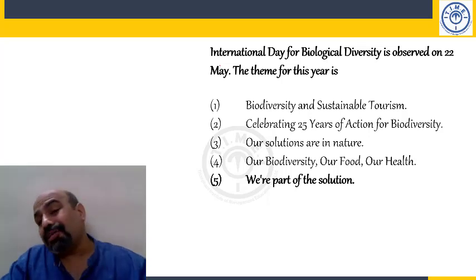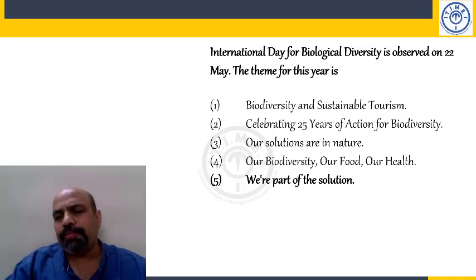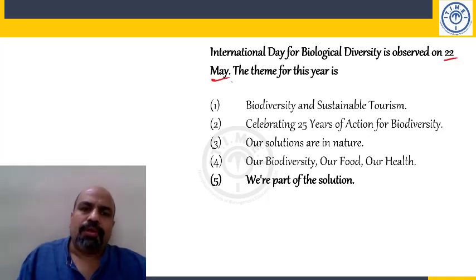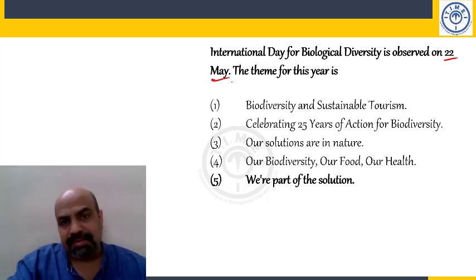The International Day for Biological Diversity is observed on 22nd May. The theme for this year is we are part of the solution. May 22nd. Now, in the recent past we had taken a list of the important days in May.